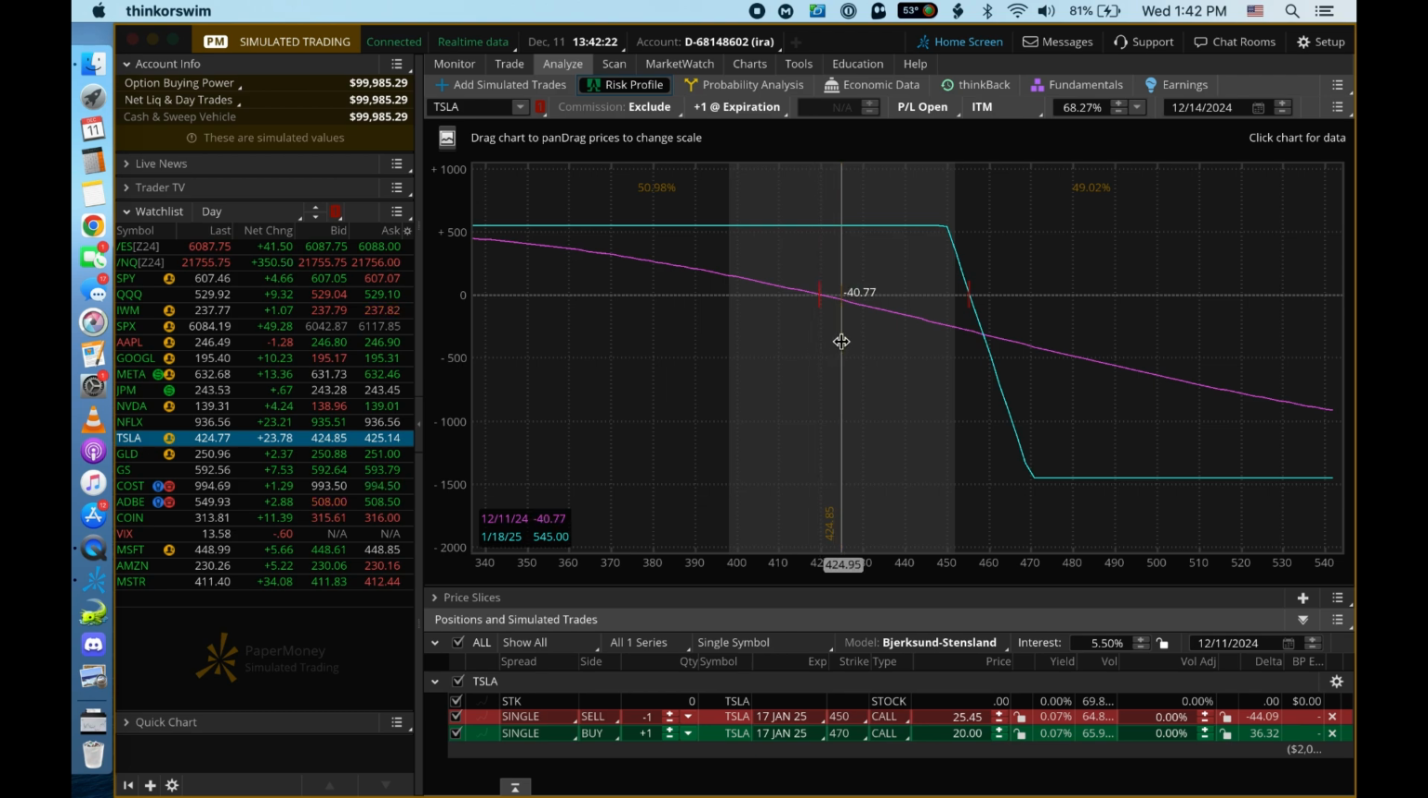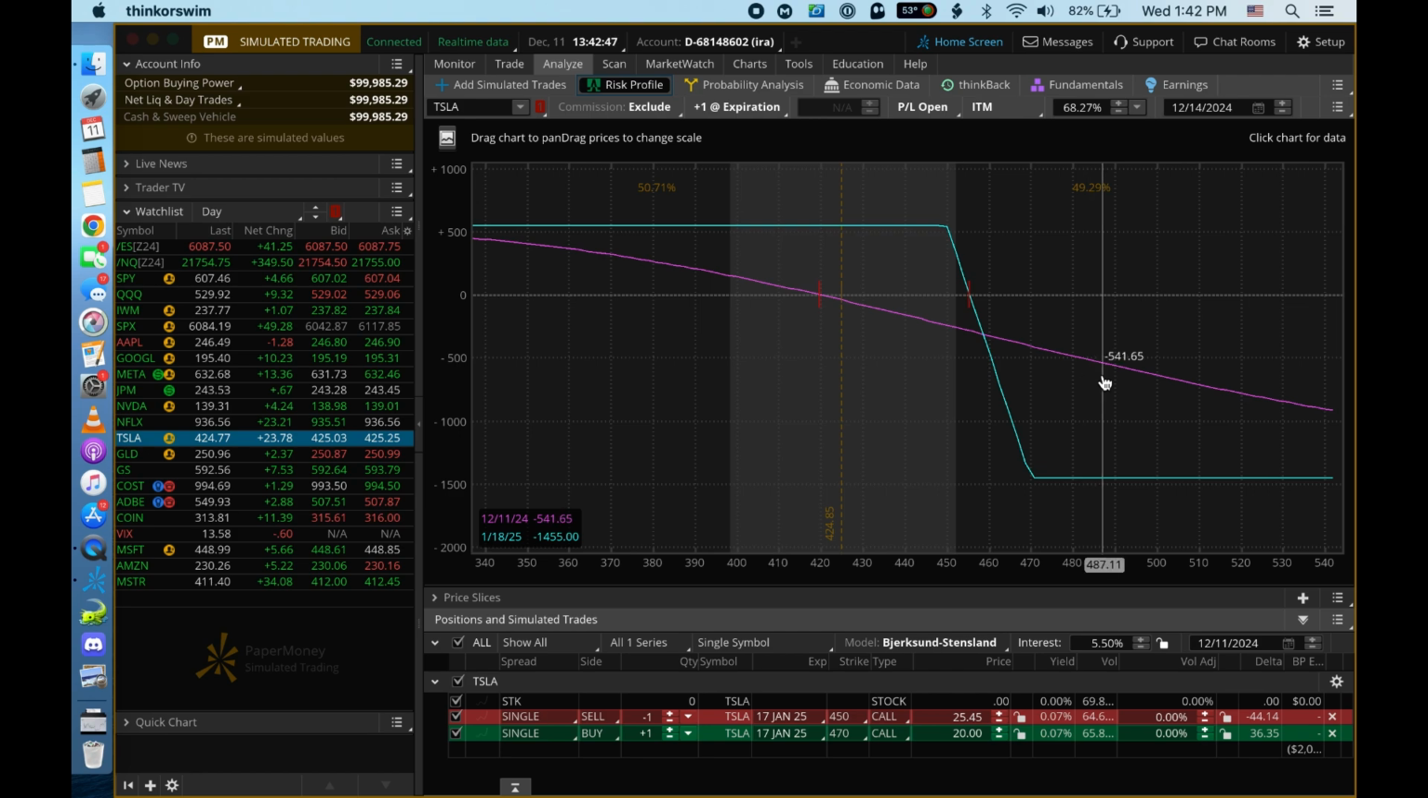How we get this number is we are receiving a $25.45 credit and we are paying a $20 debit for the long position. So the difference between the two is our profit at $545. Now, here at the 470 strike, you can see that we have capped our losses.